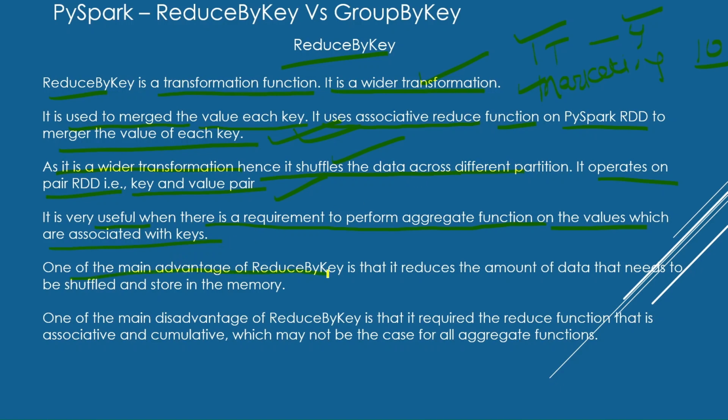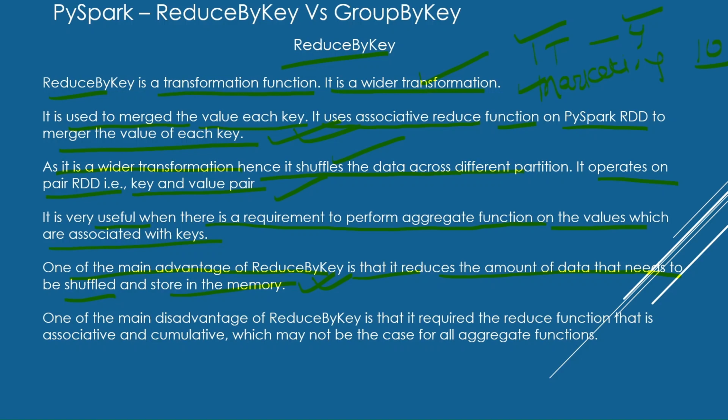One of the main advantages of reduceByKey is that it reduces the amount of data that needs to be shuffled and stored in memory. Let me discuss this point. Why will the amount of data reduce when the shuffling operation happens? reduceByKey first applies the aggregation function locally. What do I mean by locally? Locally means per partition.